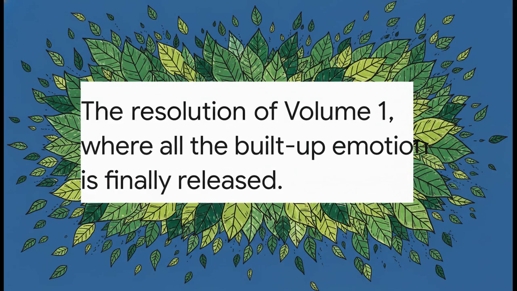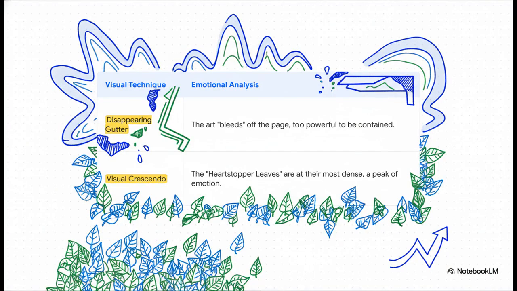And finally, we get to the moment the entire first volume has been building towards. The emotional climax, where all that tension finally gets released. To show how huge this moment is, the artist literally breaks the rules of the page. The art bleeds all the way to the edge. There's no gutter to hold it in. It's a visual cue that this feeling is too powerful to be contained. And the Heartstopper leaves are just exploding everywhere. It's this beautiful visual crescendo that shows us we've hit the absolute emotional peak.